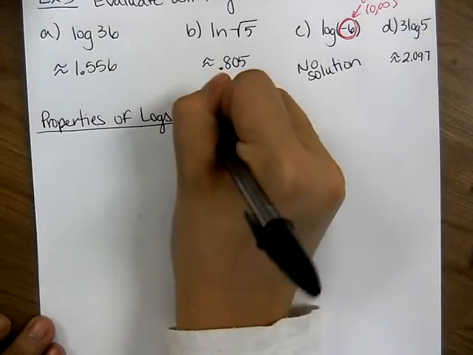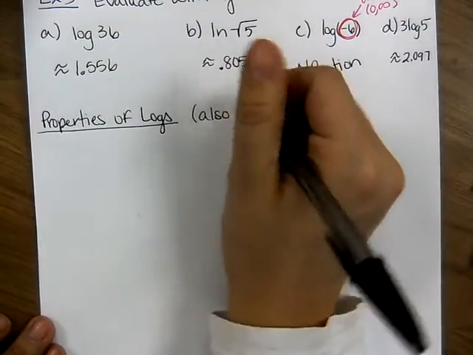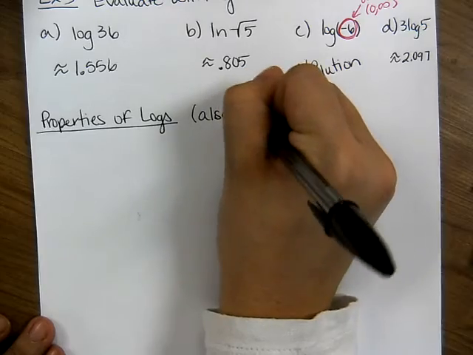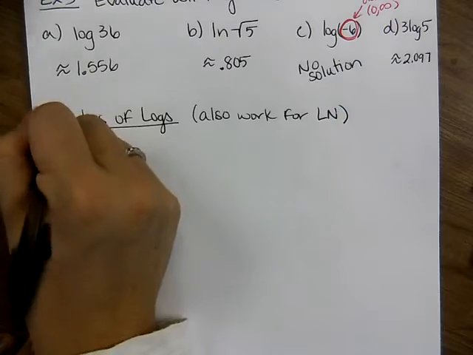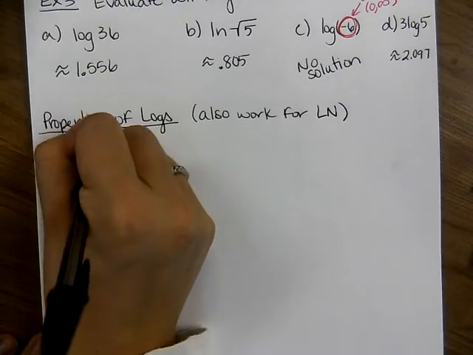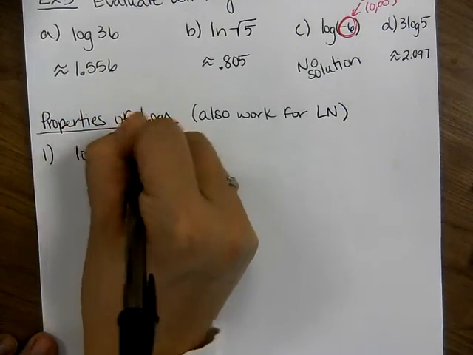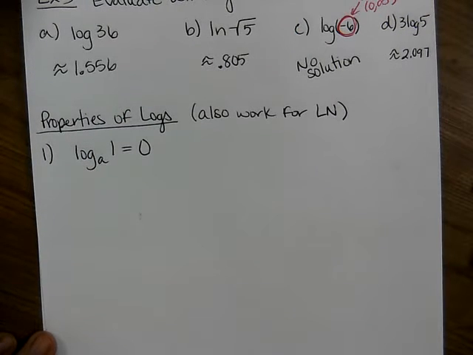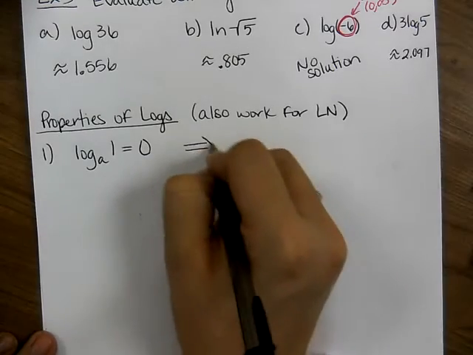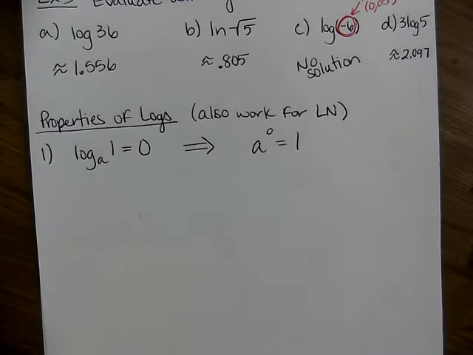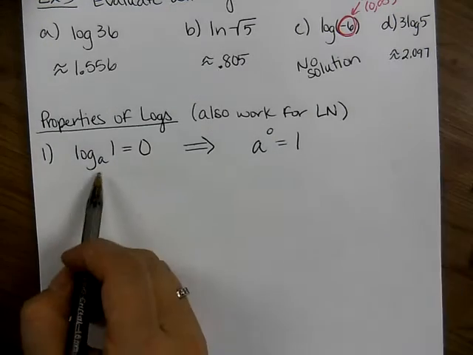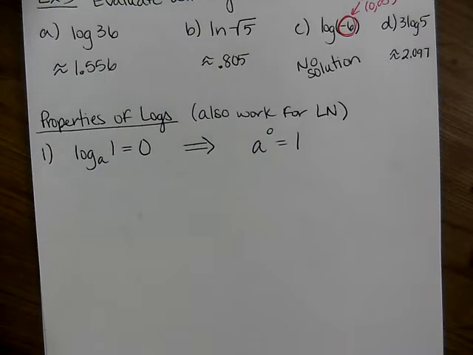These are also true for natural log because natural logs are just logs with base of e. Okay, so the first one is log base a of 1 will always give you 0. Okay, that's because if you change it to exponential form, a to the 0 equals 1, right? Anything to the 0 power is going to give you 1. So anytime you get log of 1 or natural log of 1, you know the answer will be 0. Okay?